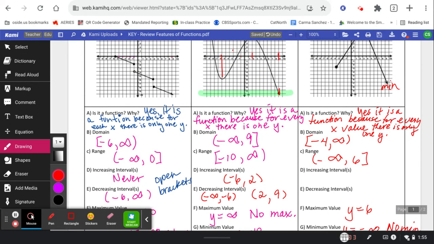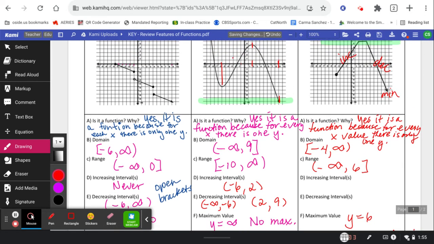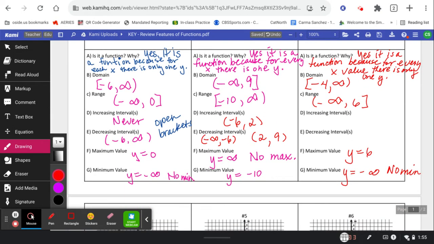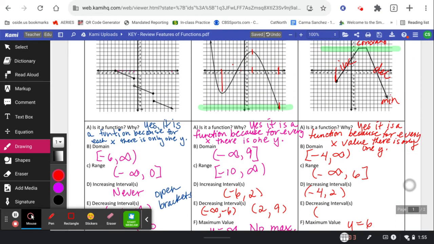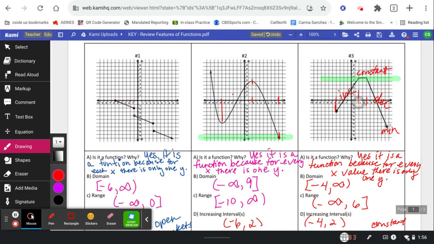Increasing and decreasing are always going to be open parentheses. I can see that my graph is increasing first and then decreasing here. There is an interval of constant as well right in the middle. So increasing goes from -1, 2, 3, 4 to 2. And then decreasing goes from 4 to infinity. And then if you did want to write the constant, it goes from 2 to 4. This little section right here.